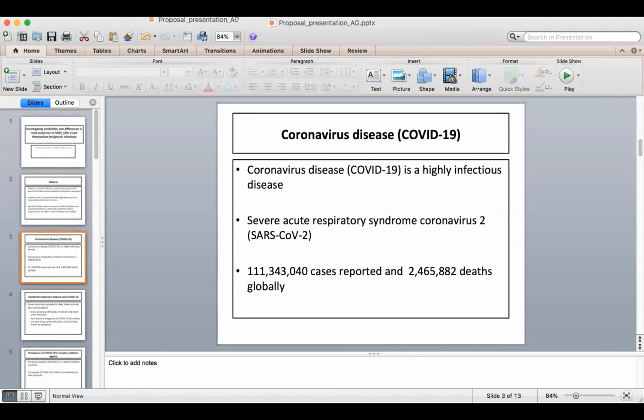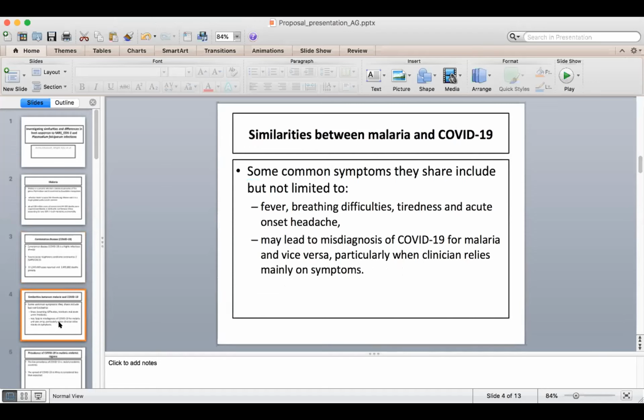We all know the coronavirus disease, COVID-19, is also very infectious and a global pandemic, and everybody is interested in it. It's caused by severe acute respiratory syndrome coronavirus 2, SARS-CoV-2. When I checked last night, we had over 100 million cases and 2.4 million plus deaths globally.